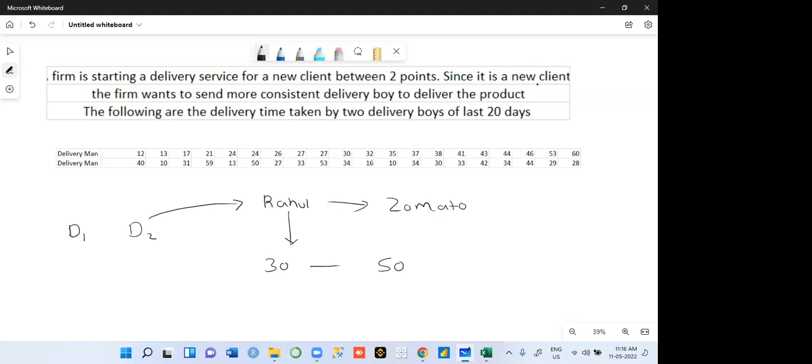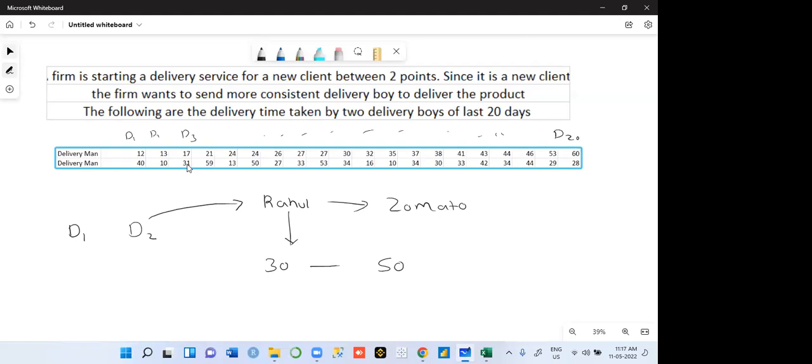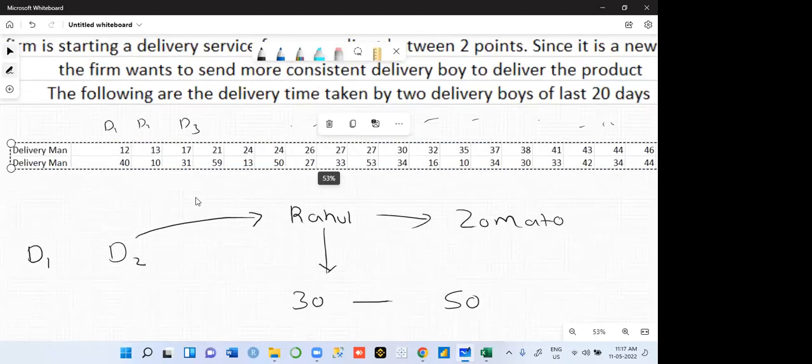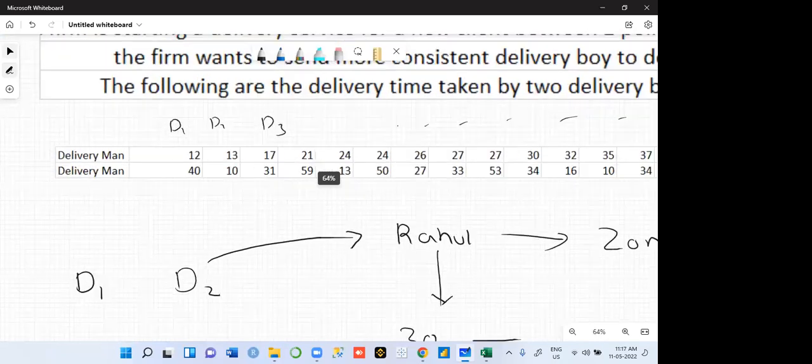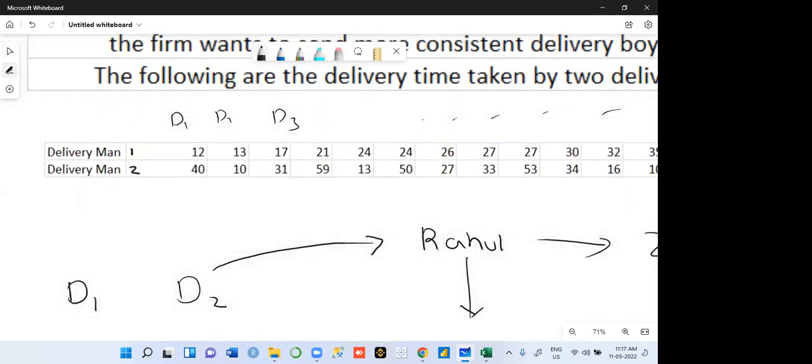So we have two different boys and we have taken 20 days of delivery times. Day 1, day 2, day 3, and so on till day 20. If you can see day 1, how much time was taken by delivery man 1, guys? Second day, 13. Third day, 17. So sometimes they deliver faster, sometimes late. This vice versa will happen.